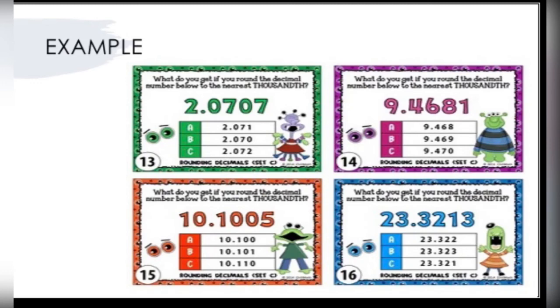Number 15, the orange card. The 0, the third 0, is in the thousandths place. We look at the 5. It's more, so that 0 now becomes a 1. So A, B, or C? B.